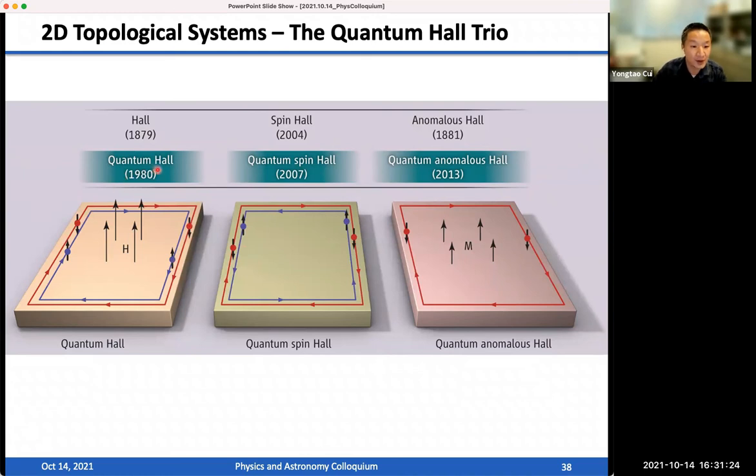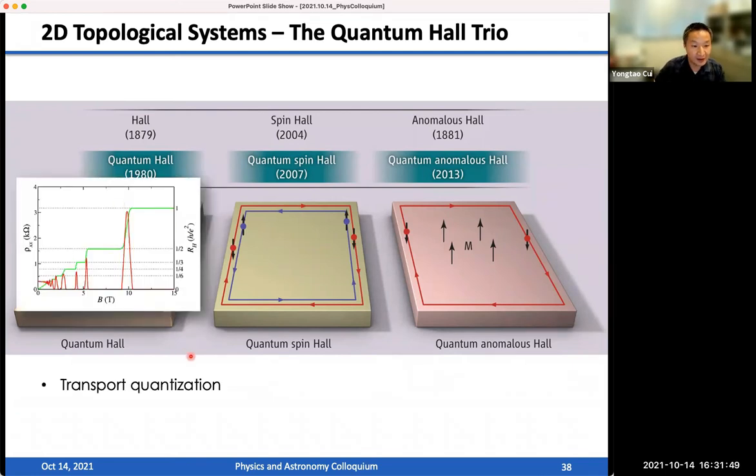For example, in the quantum Hall case, both spin up and spin down move in the same chirality, the same direction. But in quantum spin Hall, the spin up and spin down move in opposite directions. And in the quantum anomalous Hall case, there's only one species of spin left. The existence of these well-defined edge states can lead to signatures in transport. For example, the famous example is the quantization of the resistance in the quantum Hall case.